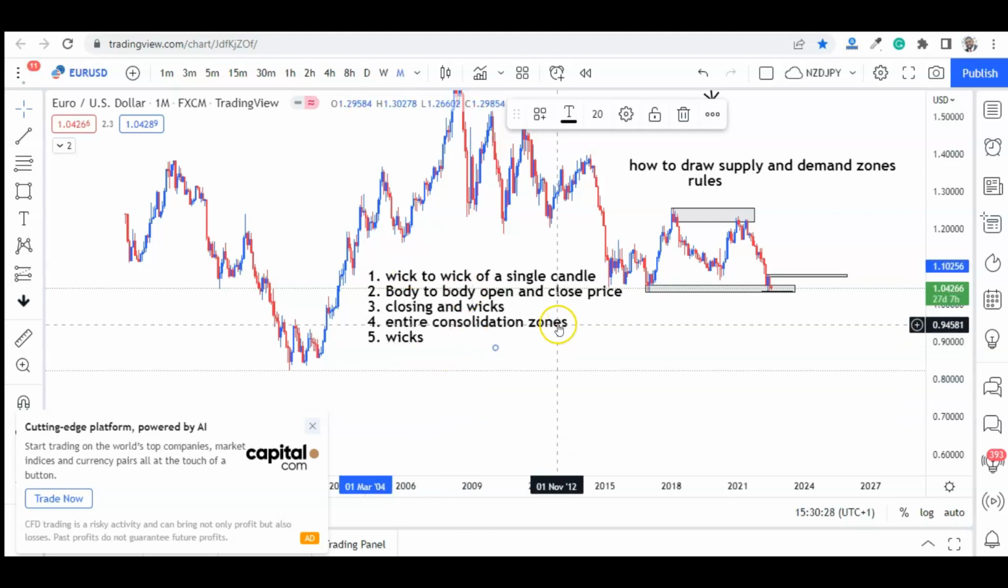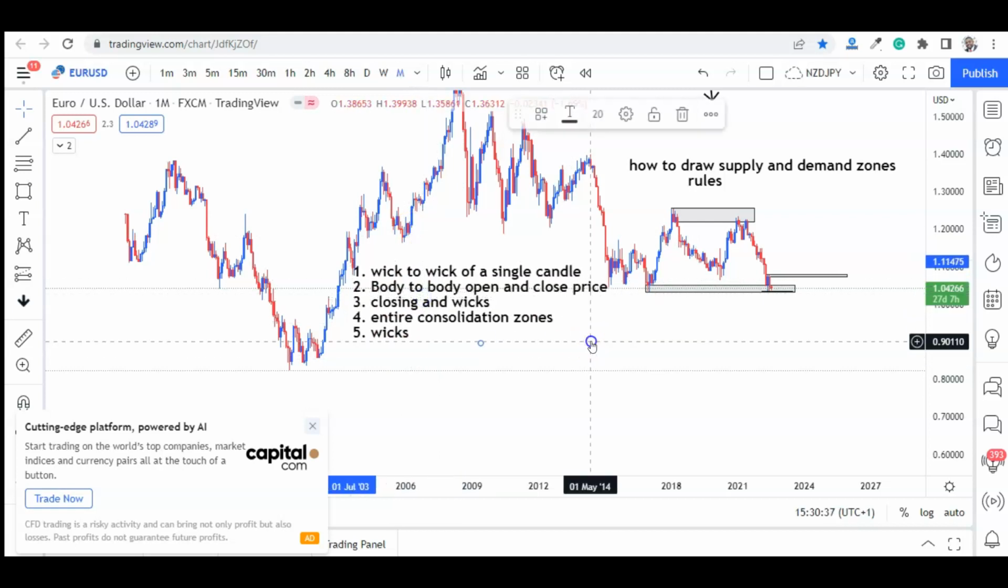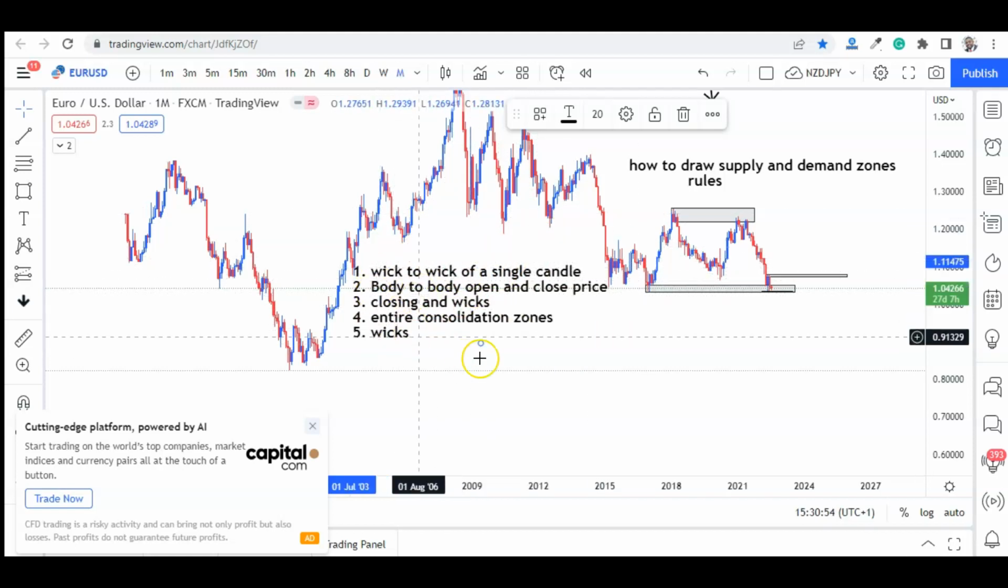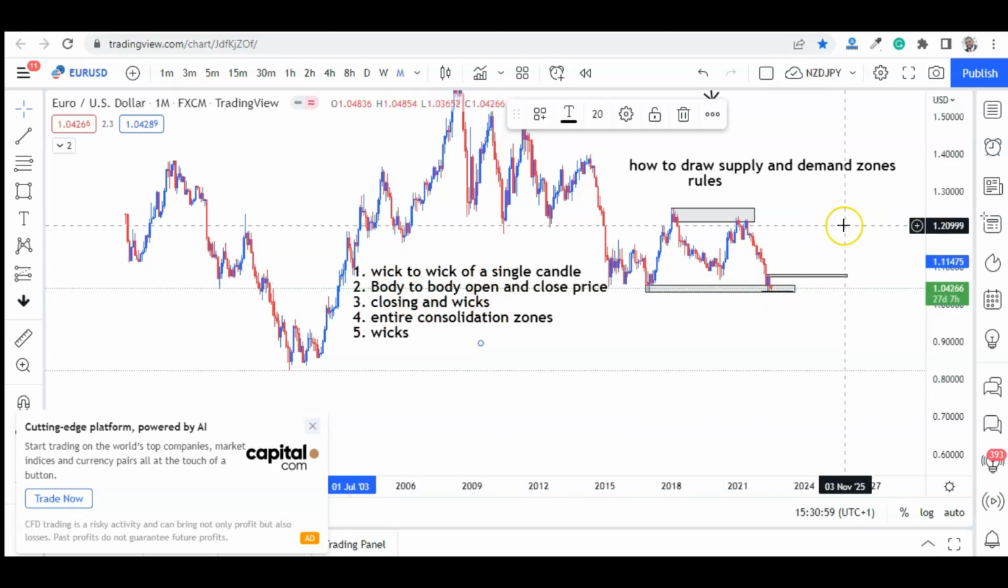Then the entire consolidation zones, you can look at the entire consolidation zones as your supply and demand, and also your wick. And remember, all these are only valid if you incorporate them into your rule book, into your strategy. Your strategy is, I'm looking at just the wick, and when price gets there, you look for confirmation and enter the trade. Now you want to understand liquidity, because when you apply this with liquidity, it gives you a powerful tool. So I'll see you in the liquidity video.